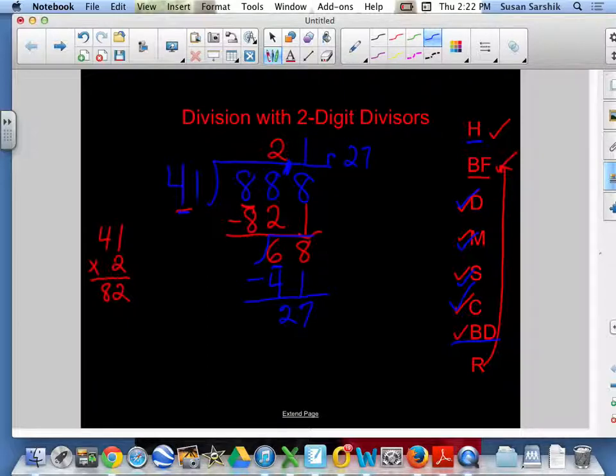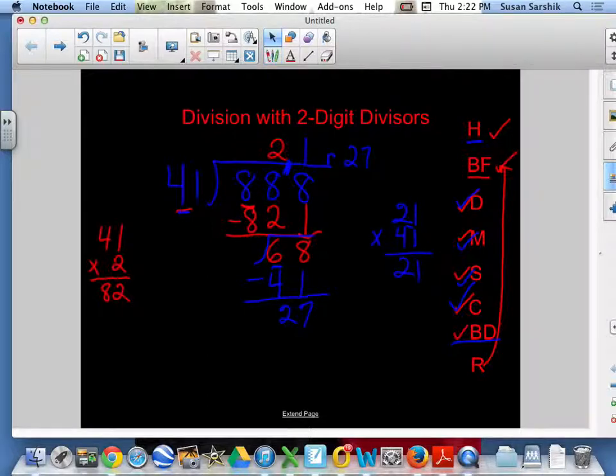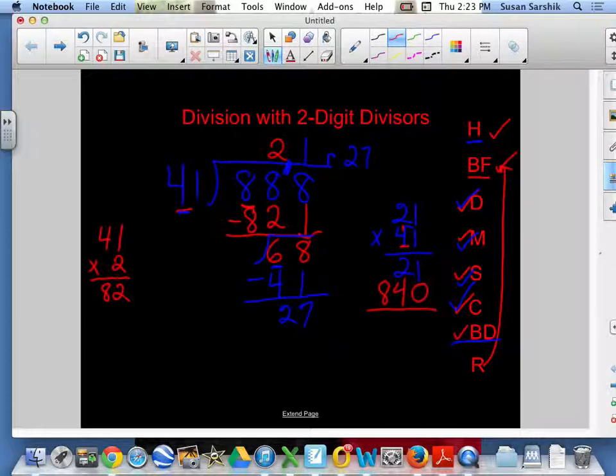To double check that answer, I would take my quotient of 21 times my divisor of 41. 1 times 1 is 1. 1 times 2 is 2. I now move to the 4, but because it's 40, I have to put a 0 as a placeholder, and I move into the tens place. 4 times 1 is 4. 4 times 2 is 8. This is the basic multiplication algorithm. I add the 2, 1, 6, and 8.